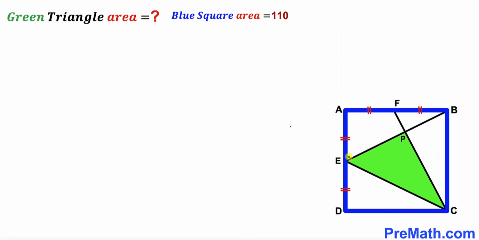Moreover, these points E and F are the midpoints. In other words, segment AF length equals segment BF length, and likewise segment AE length equals DE length. P is the point where these two line segments intersect. Furthermore, the area of this blue square has been given to us as 110 square units, and our task is to calculate the area of this green shaded triangle EPC.